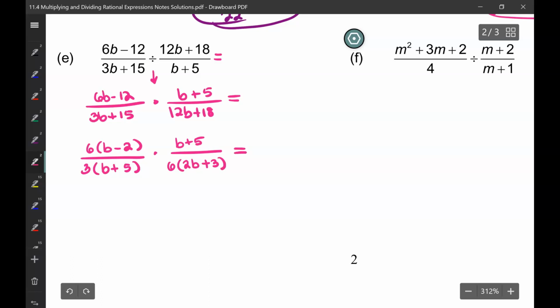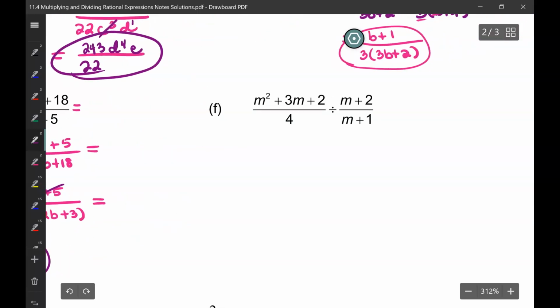Now we look to see what we can cancel. Actually, I see the 6's will cancel, and the b plus 5 and the b plus 5. And what are we left with? A b minus 2 in the numerator, and then 3 times 2b plus 3.